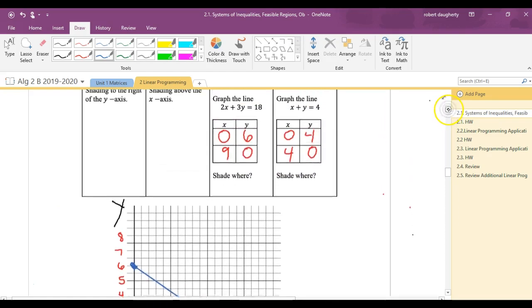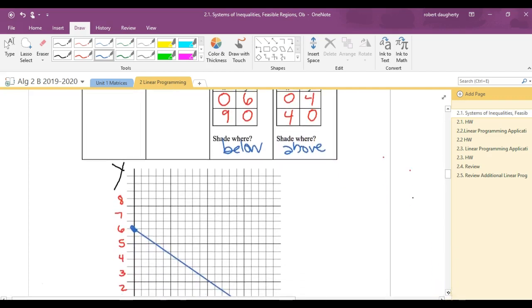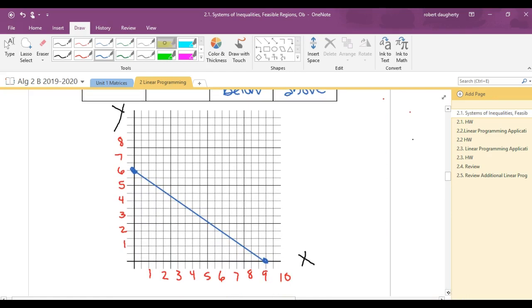And what does this tell me? Where do I need to shade? I need to shade below this line. Okay, so this one I'm shading below. When I graph the next line, where will I shade? This one above. Okay. So shading below that line. So if I shade below that line, okay, we have shaded below that line.